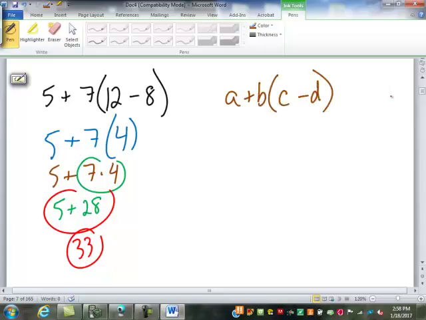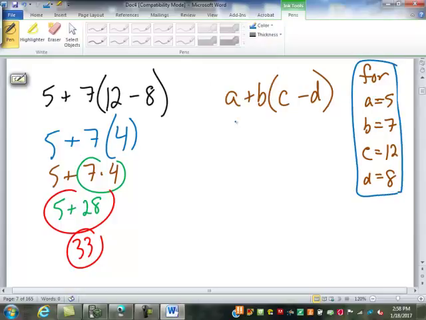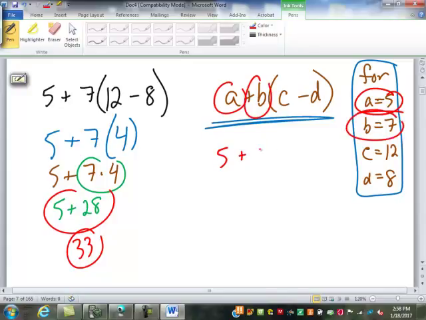A plus B times C minus D for A equals 5, B equals 7, C equals 12, and D equals 8. What this is saying is, in this formula, we will replace A with the number 5. We will replace B with the number 7. We'll replace C with the number 12. And D with the number 8.